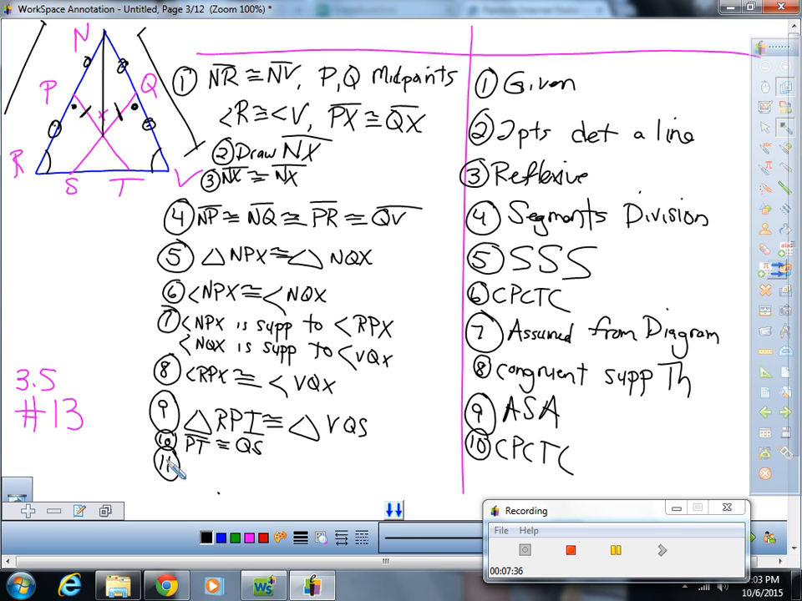Step 11. Well, they told us that PX was congruent to QX already, right? So then I can say XS is congruent to XT. Just raise your hand if you think you know what this answer is. I'm just curious as to who's still paying attention. Okay? Segment what? Very good, very good. Segment subtraction.